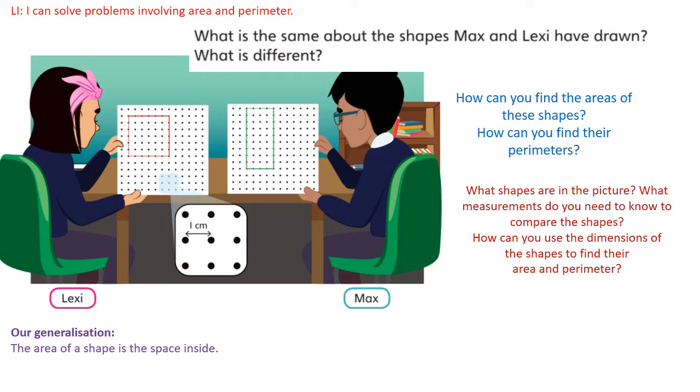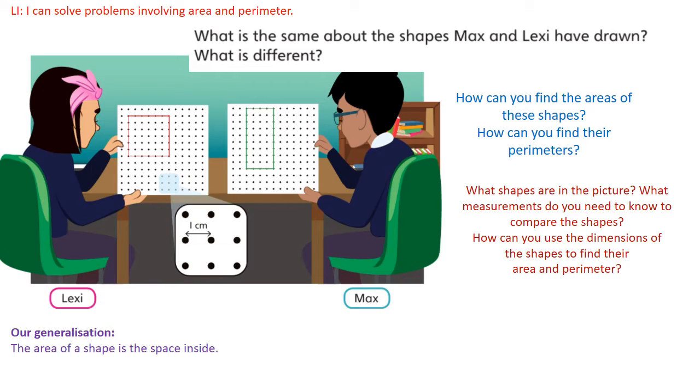Let's look at our first problem. What is the same about the shapes Max and Lexi have drawn, and what is different? You can see Lexi's is in red and Max's is in blue. So what shapes are they? Well, Lexi has drawn a square, whereas Max has drawn a rectangle.